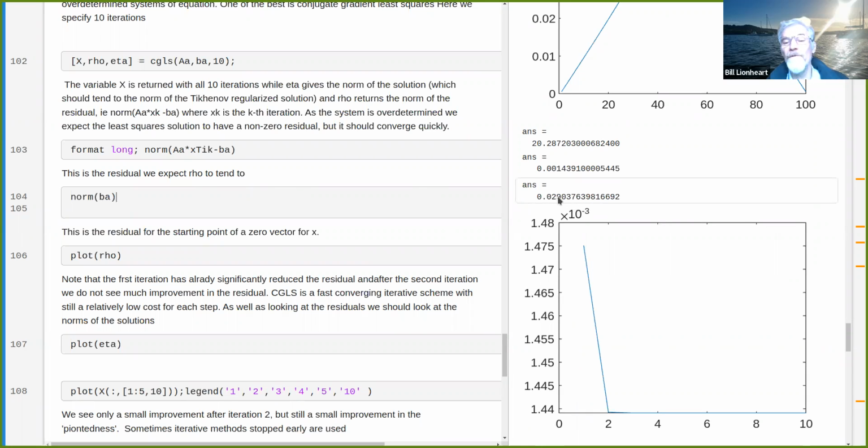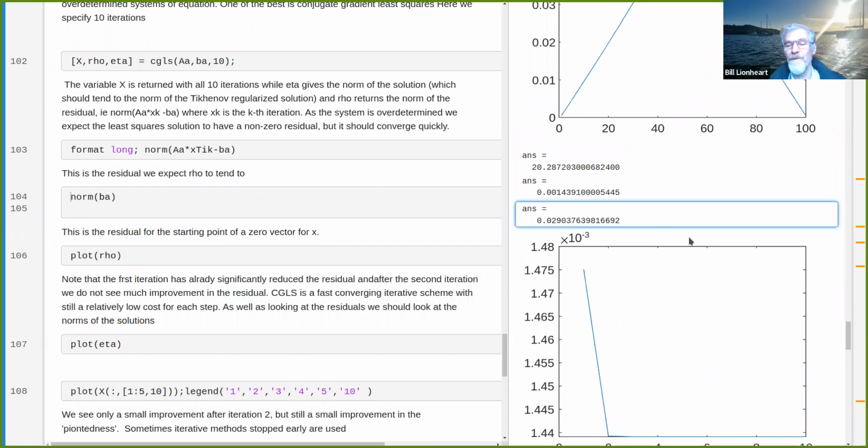Yeah, the norm of b is 0.02. Why do we care about that? Well, if you put x equals 0, which is the default starting value, then Ax minus b is just the norm of b. So the 0th iteration is 0.02, and the first iteration of conjugate gradient least squares already takes it down to 0.001 something. And then I think I just zoomed that window there.